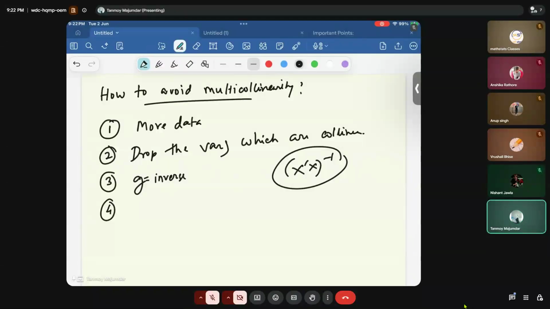Next one is another method. See what we are doing: we are removing some columns, some variables from the data set. So there is another way called principal component. What is principal component? That shortens the number of variables. So we can use principal component regression, and there is one more: we can use ridge regression.